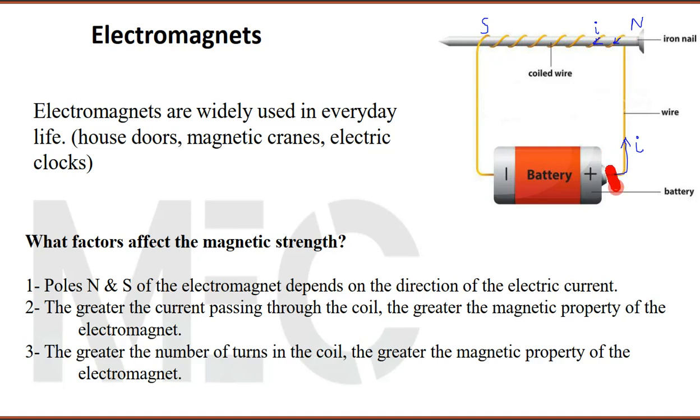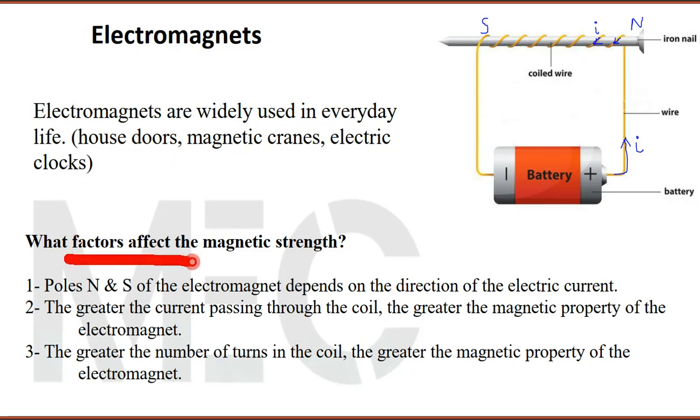When you turn off this current or disconnect the wire, the magnetic property disappears. So this is good, because when we want the magnetic property we can make it, and when we don't want it, we can simply use a switch here and turn off the electric current, and then the magnetic property disappears. Electromagnets are widely used in everyday life: house doors, magnetic cranes, electric clocks. These are examples and applications of electromagnets.